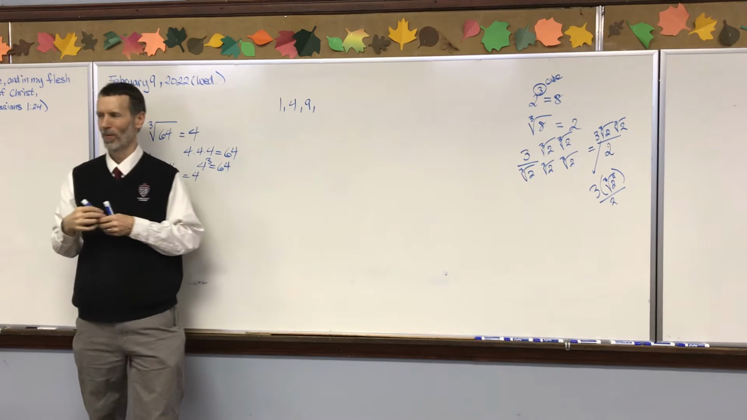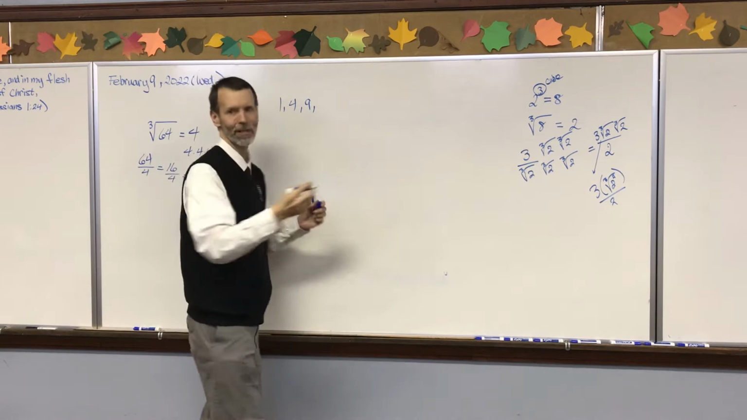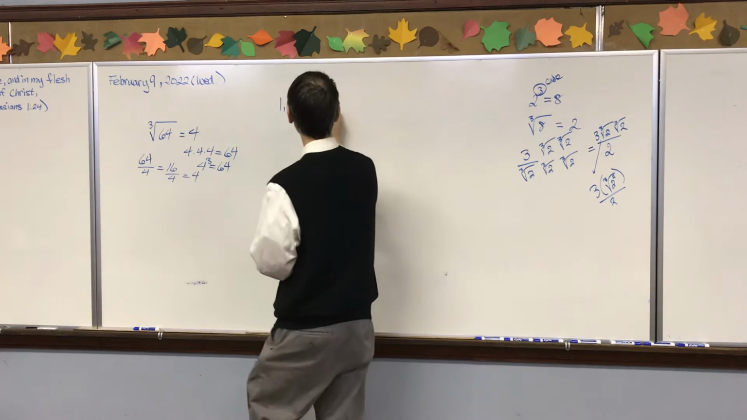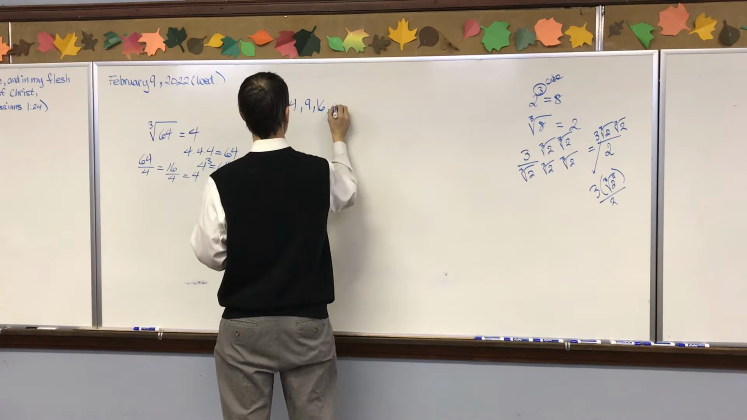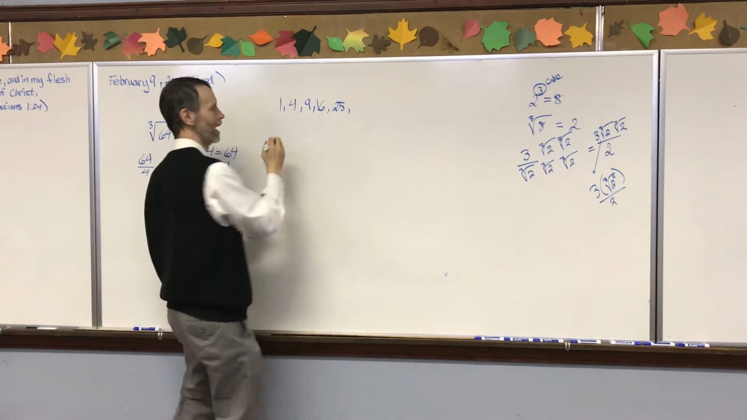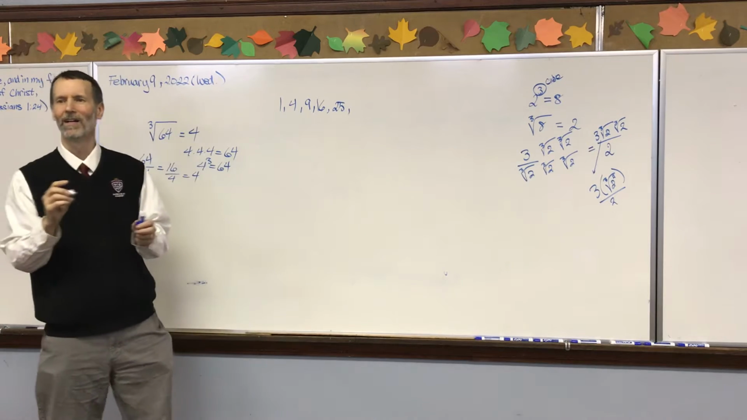John, help me out. Give me the first 2 rows. 1, 4, 9, 16. We got that. 16, yes. Keep going. 25. Yes. Now next row. 36.